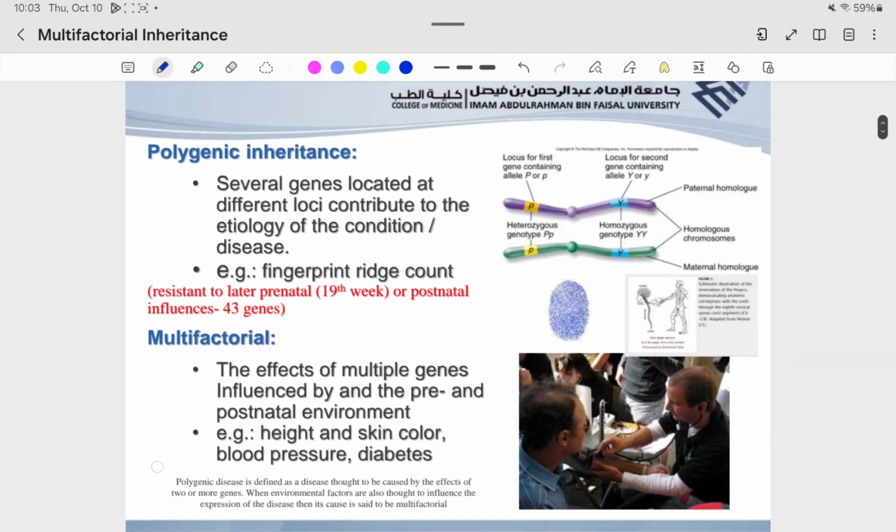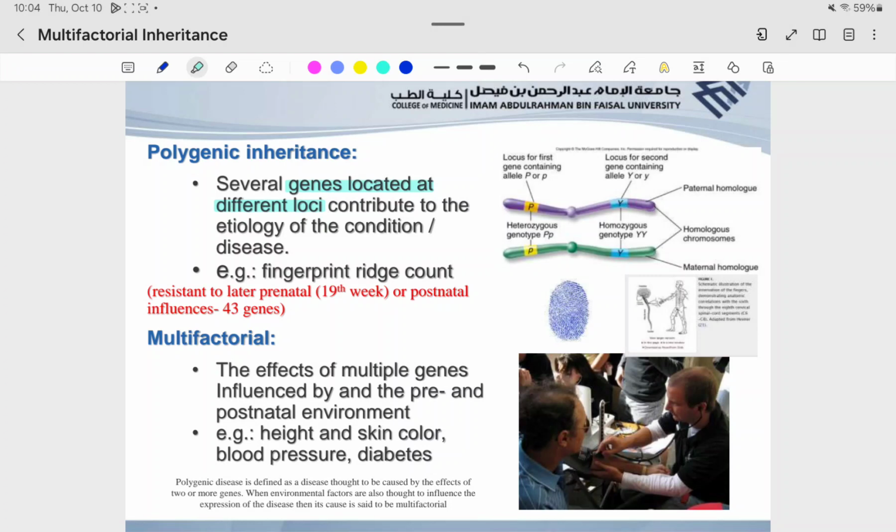So a polygenic disease means genes located at different loci. Not genes on the same chromosome, but different chromosomes, different genes, non-allelic genes. Different loci contribute to the etiology of the condition, whether it is a disease, whether it is a trait, whether it is whatever it is. For example, fingerprint ridge count.